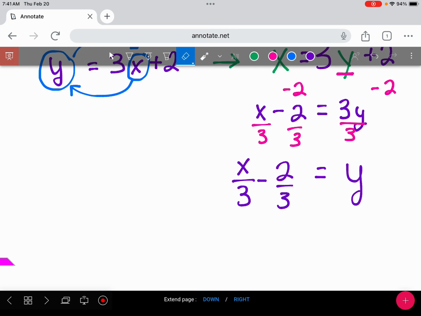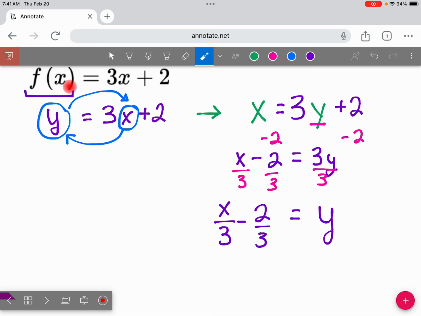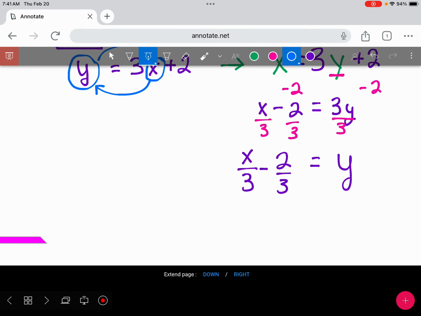I'm going to erase it though. Because our last thing is we're going to put it back in that inverse notation where we have that minus 1. So we swapped out our f of x for a y. So now I'm going to switch my y back to our function notation, but it's no longer the same function. It's not f of x. It's the inverse of f of x. So our f inverse of x is x over 3 minus 2/3.